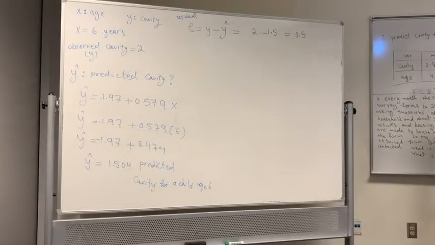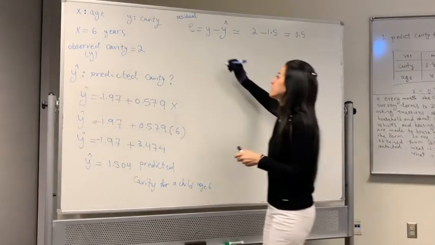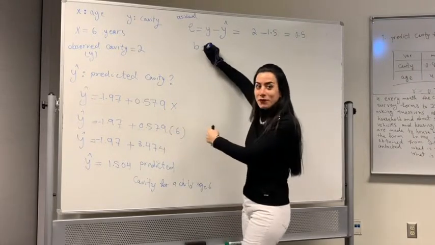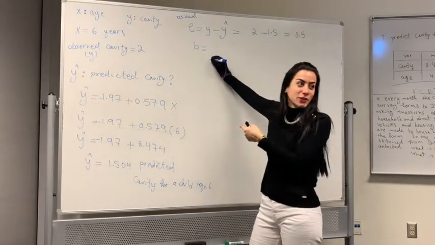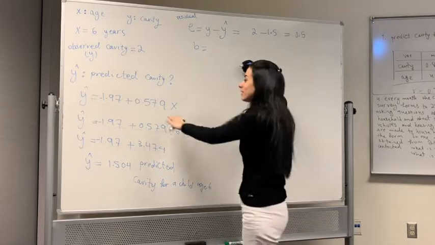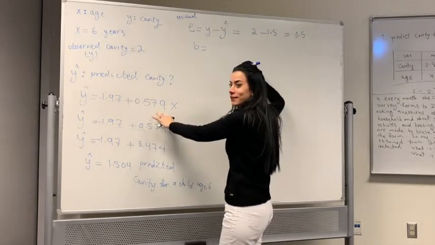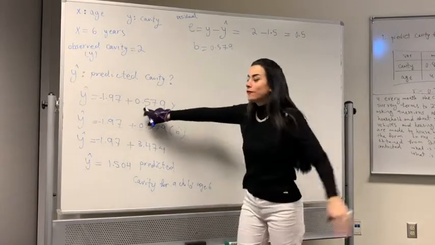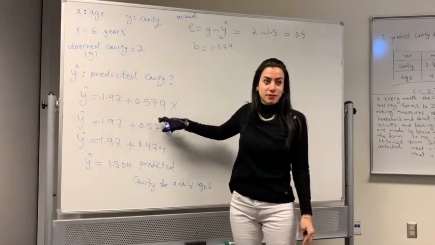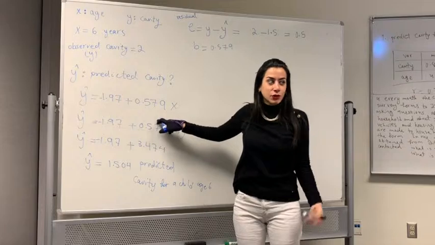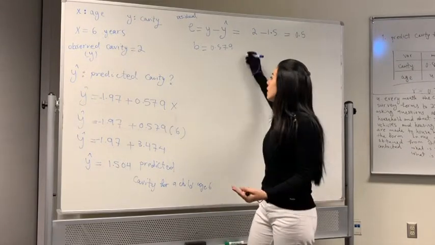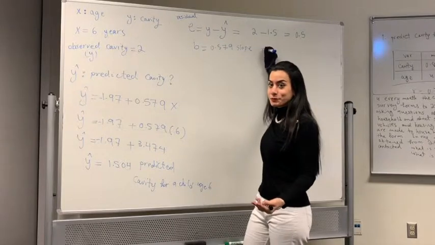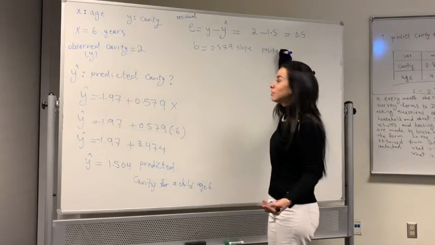Then we have, what is the slope? So in this kind of question, you don't need to calculate the slope, right? You can find the slope from this line, 0.579. Coefficient of x will be slope, correct? So you don't have to calculate that. So this is the slope. Slope is positive, correct?